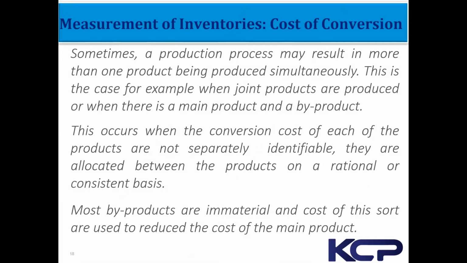Sometimes a production process may result in more than one product being produced simultaneously. This is the case, for example, when joint products are produced or when there is a main product or a byproduct, right? So can you give me an example of any production process that would give rise to a joint product or a byproduct? Let me be as primitive as possible, but give me yours first.